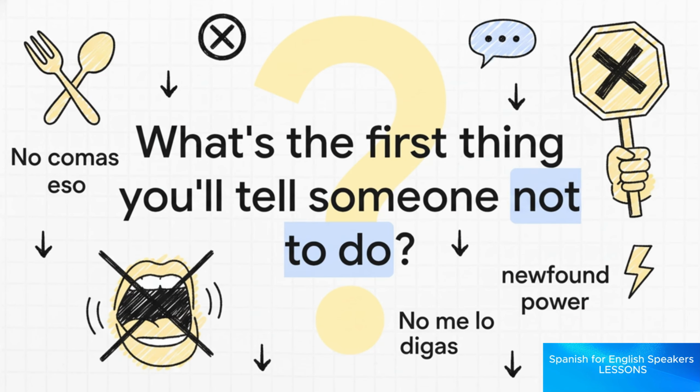You are now officially equipped to tell people not to do things in Spanish and to do it correctly. From a simple no comas eso to a more complex no me lo digas, you've unlocked a whole new layer of communication. So the only real question is, what's the first thing you're going to tell someone not to do?